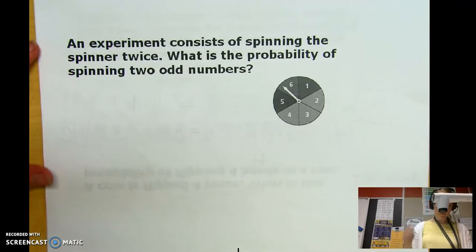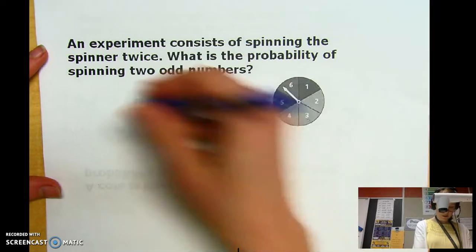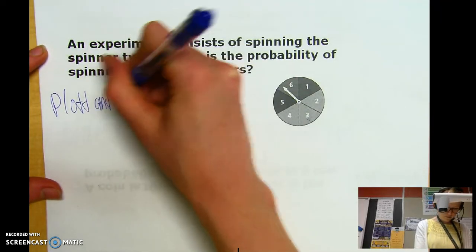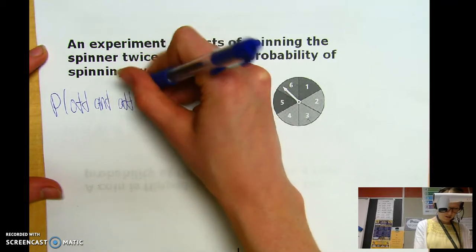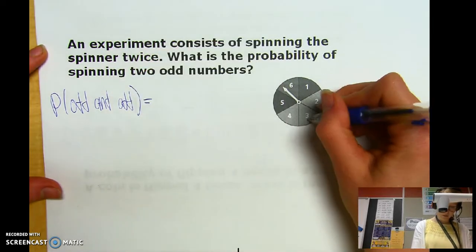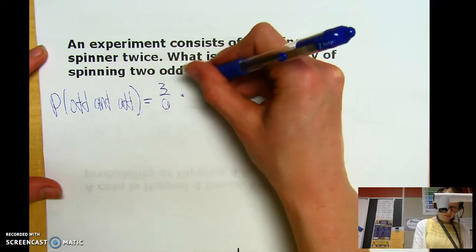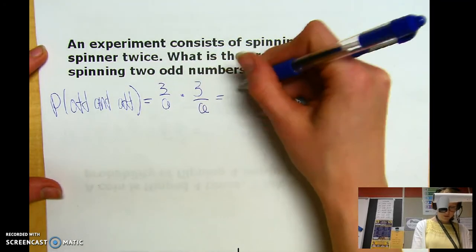All right, we spin a spinner twice. The probability of spinning an odd number: we spin it twice and we get two odd numbers, an odd and an odd. We can just multiply the probability of an odd number, which is 3 over 6, times the probability of an odd number, which is 3 over 6. I'm going to reduce these fractions.